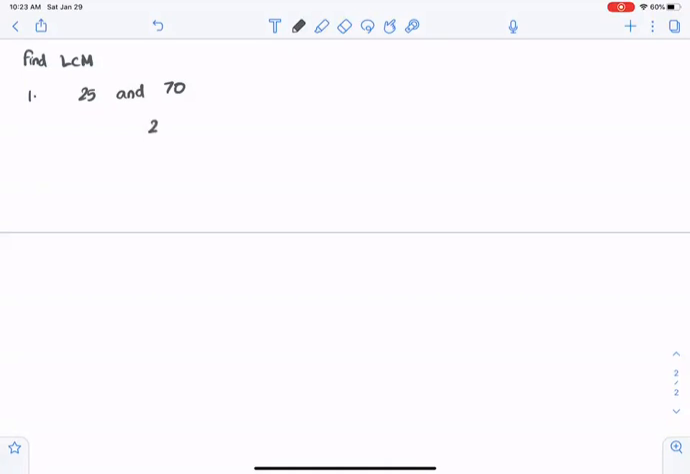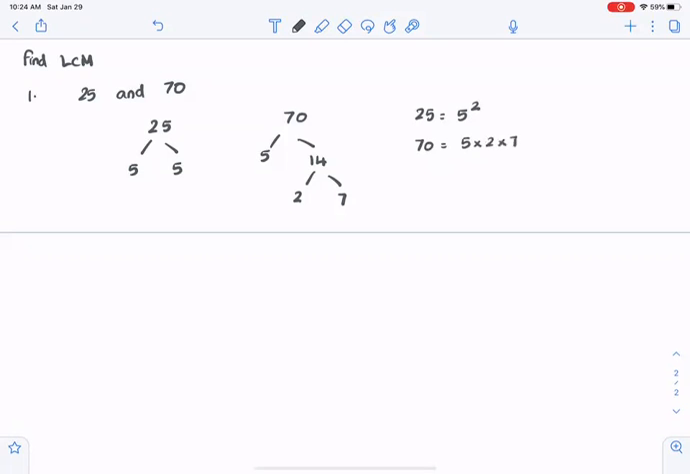Next, 25 and 70. For 25, the smallest prime would be 5. That's the best I could do. 70, 5, 14. 14 is divisible by 2. So 2 and 7. 7 is prime. We can leave it as is. So 25 is 5 times 5, 5 squared. 70 is 5 times 2 times 7. Now we've got to pick the greatest power. So 5 squared.